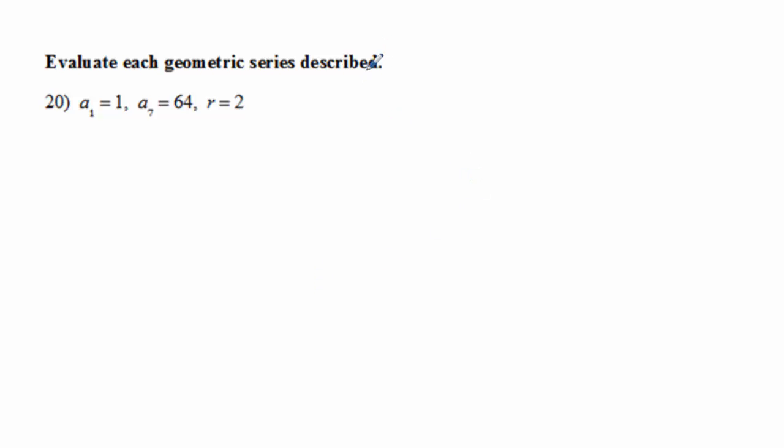Evaluate each geometric series described. Series means we're using S. And n must be 7 because this says a 7 here for a of n. So we have to think about the formula for the sum of a geometric series, which we used just a little bit ago. And I'm pretty sure that we have everything we need. In fact, I feel like we didn't really need a of 7 equals 64, but it is helpful that it told us what n was supposed to be.